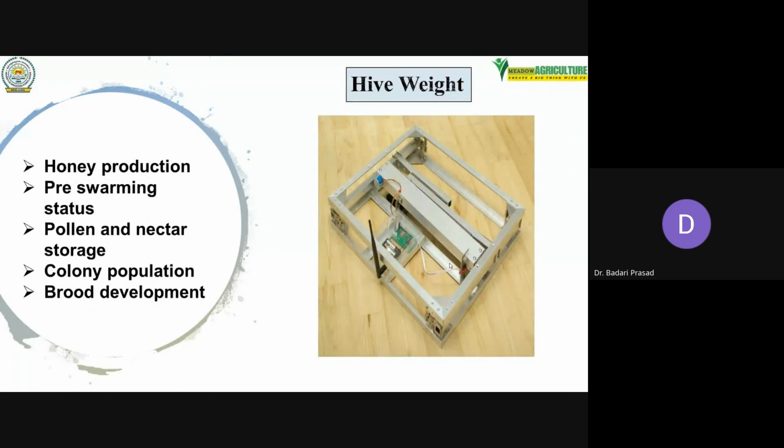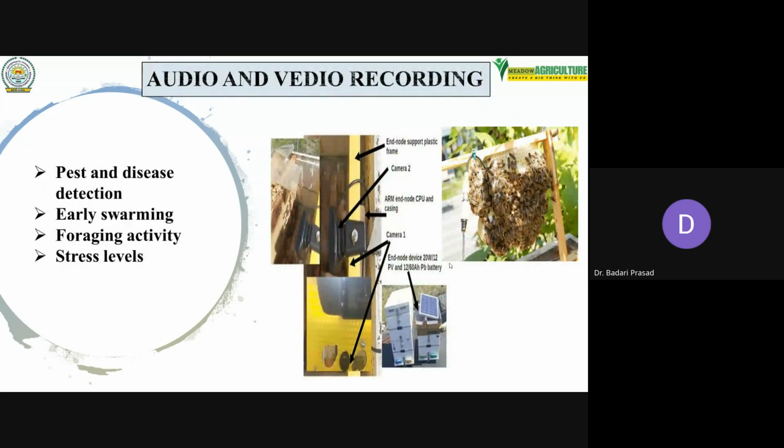Similarly, the hive weight. By just putting these weight sensors, he can predict honey production, pre-swarming status, pollen and nectar storage, colony population, and brood development. So these are the parameters which the farmer gets from a far off place.